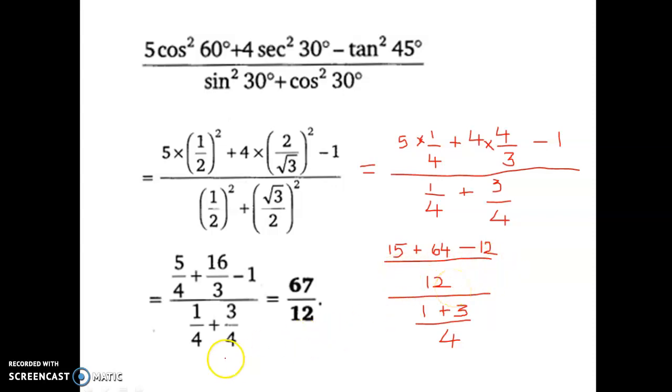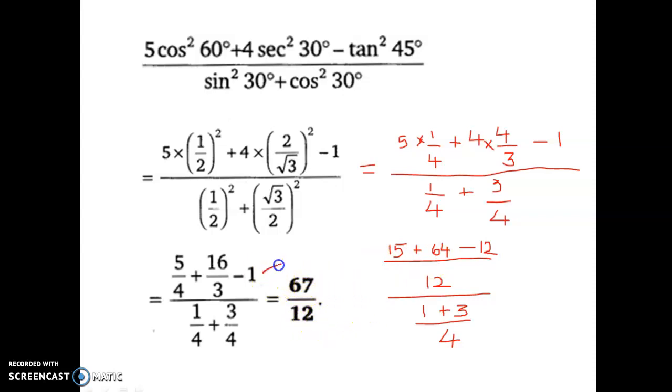Then in the denominator you have both 4s. So write 4 as the common denominator, and in the numerator 1 plus 3 you should write. Let me first finish the denominator. Here 1 plus 3 you will get 4, so 4 by 4 is 1. So the denominator becomes 1 here. Now coming to the numerator, here 15 minus 12 we will take. So 15 minus 12 you will have 3. So 3 plus 64, 64 plus 3 you will get 67. 67 divided by 12 will be your final answer.